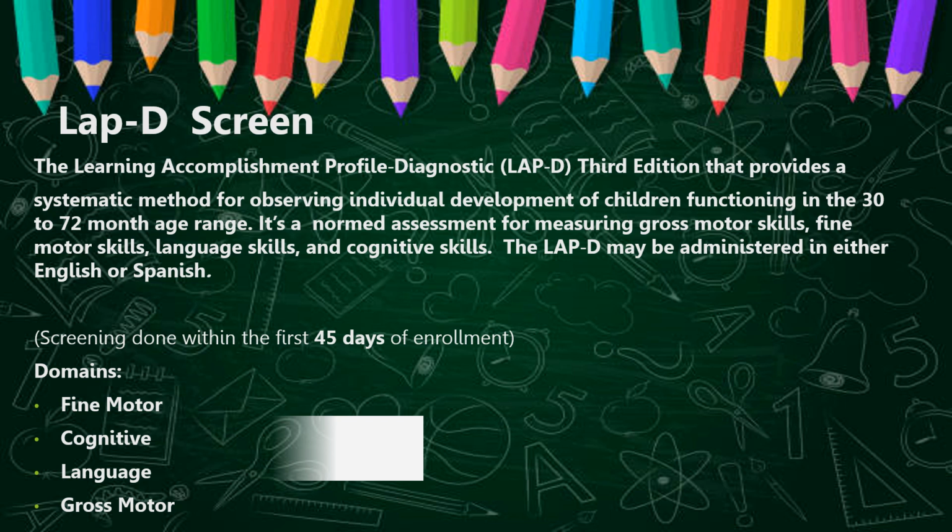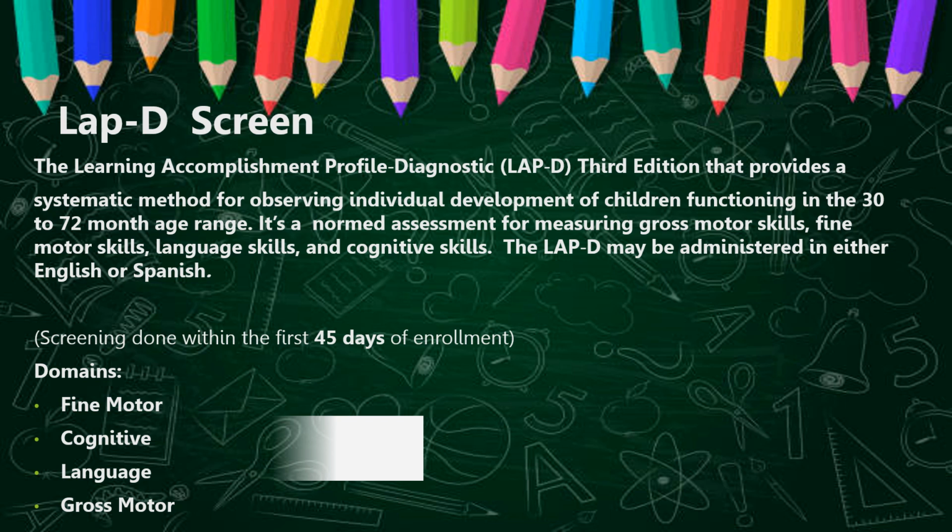Now let's move to LabD screen. LabD screen, it's the Learning Accomplishment Profile Diagnostic, LabD, third edition, that provides a systematic method for observing individual development of children functioning in the 30 to 72-month age range.